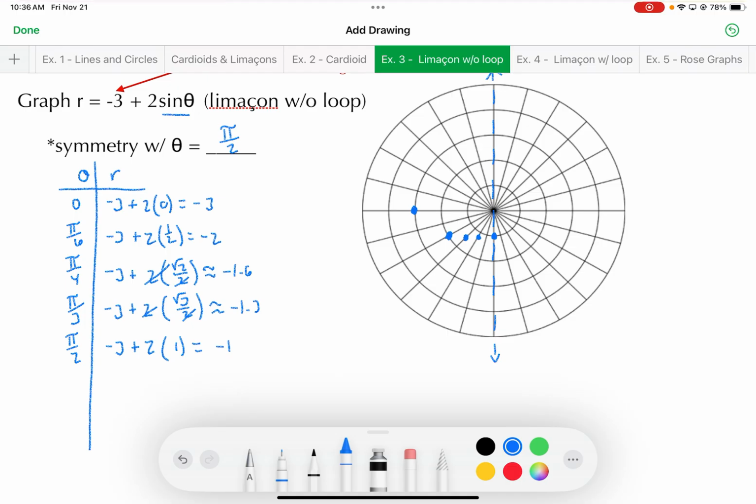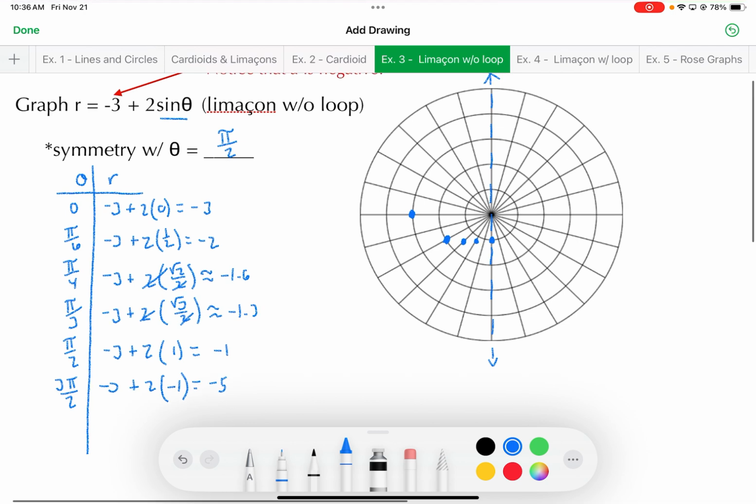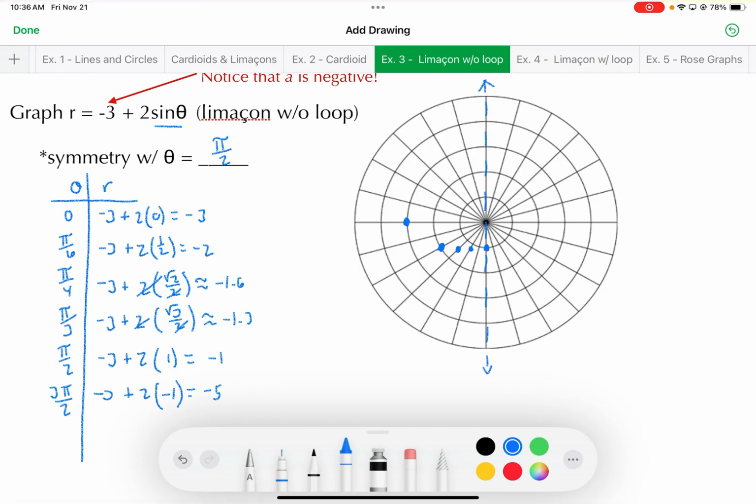Okay, let's actually do 3 pi over 2 next, or 270. That's going to be -3 plus 2, so sine of 3 pi over 2, that's negative 1, isn't it? That's going to simplify to negative 5. So rotate the 3 pi over 2, go 5 in the opposite direction. That's going to put you way up here.